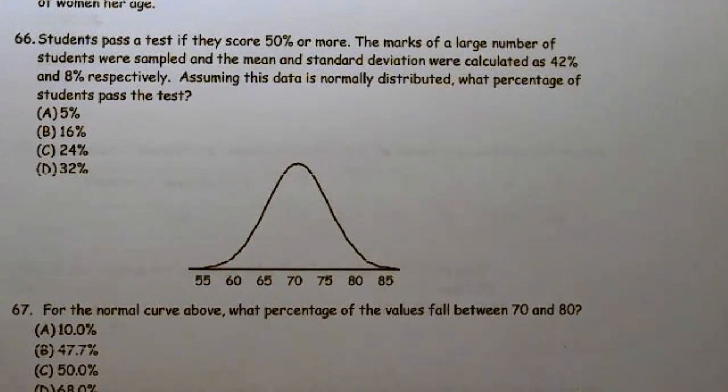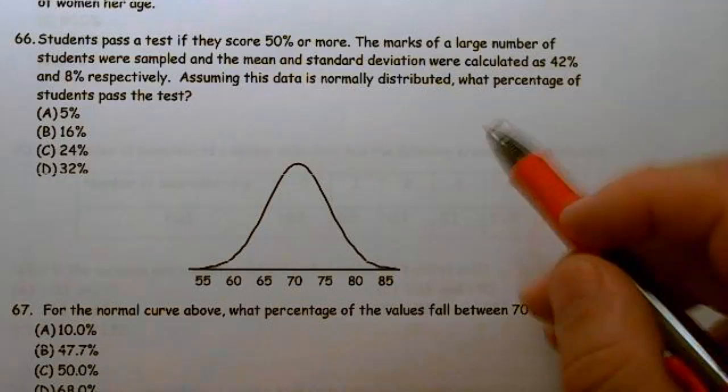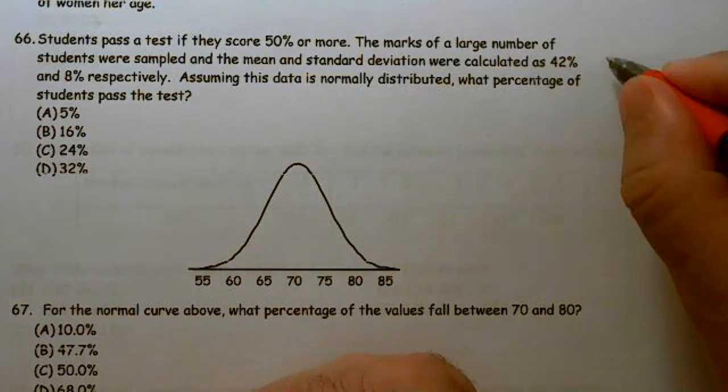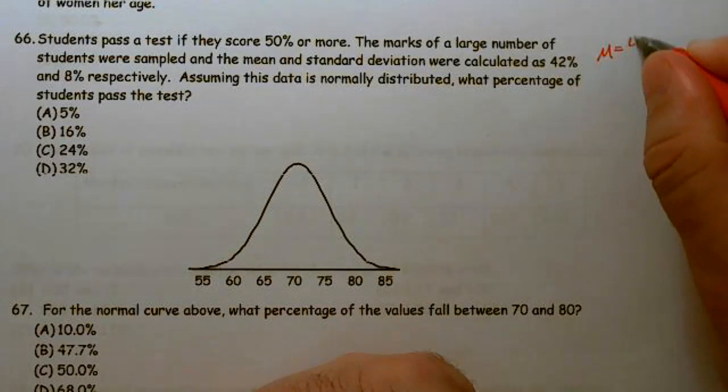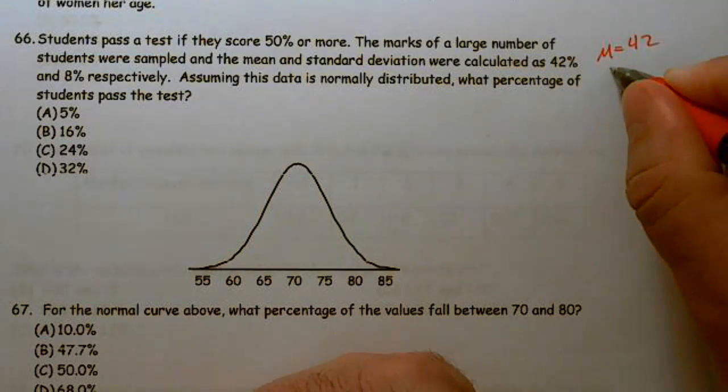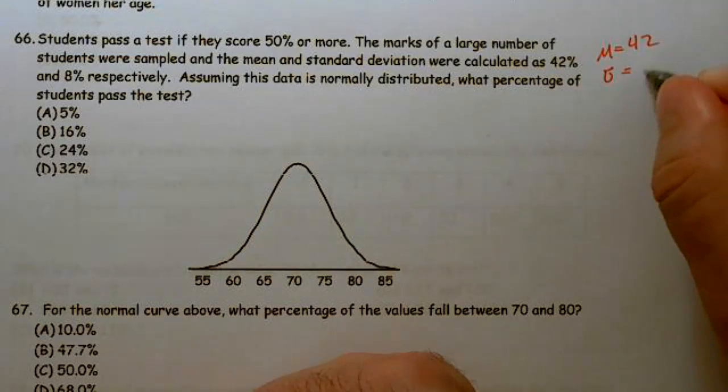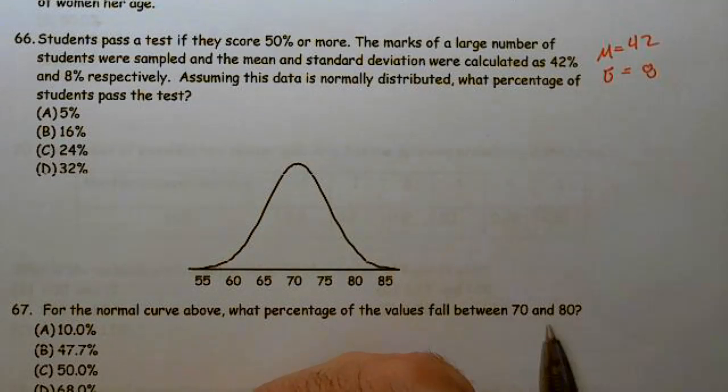Number 66, students pass a test if they score 50% or more. The marks of a large number of students were sampled and the mean and standard deviation were calculated at 42% and 8%. So mean is 42, standard deviation is 8. Assuming the data is normally distributed, what percent of the students pass the test?